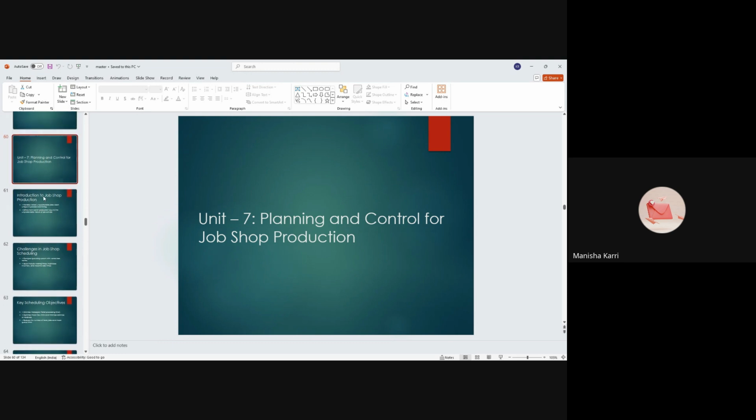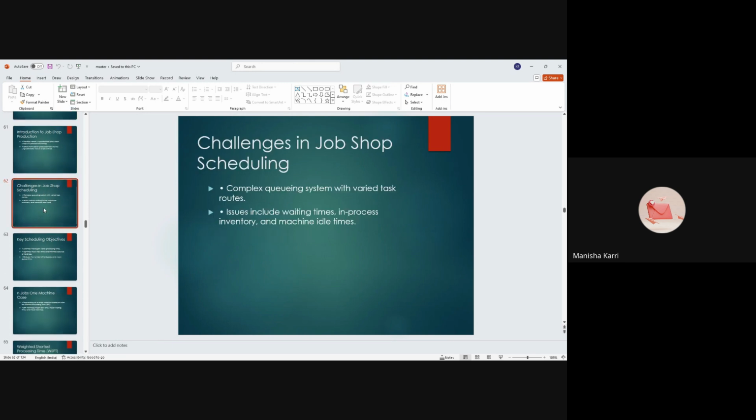Here, let us know some challenges in job shop scheduling. Job shop scheduling is generally complex due to the unique requirements of each job and the variety of tasks involved. One challenge faced by job shop scheduling is the complex queuing system. So what does this complex queuing system mean?